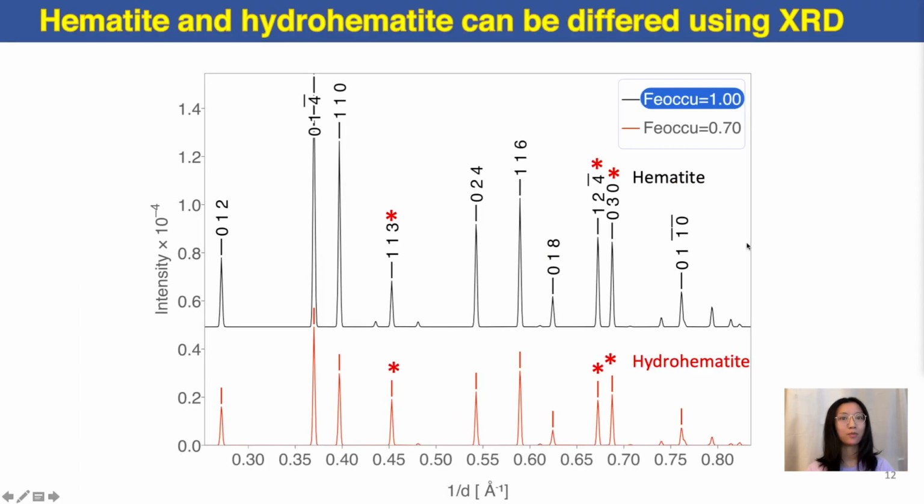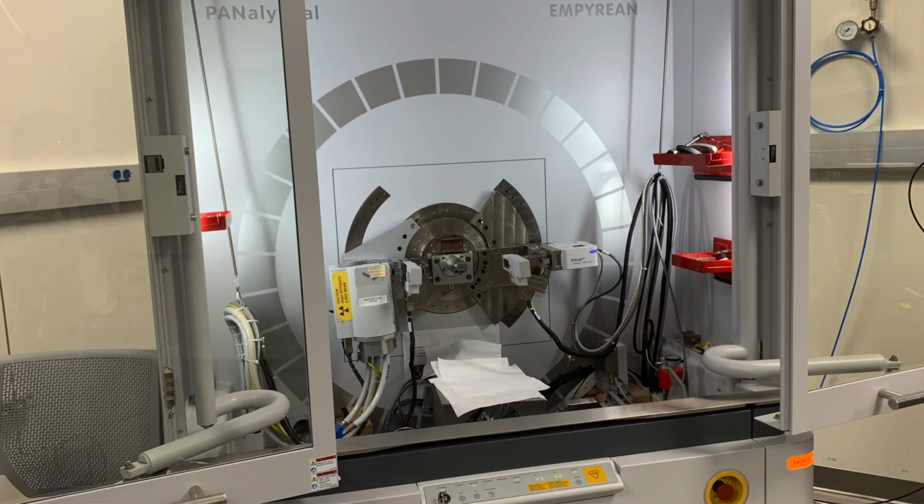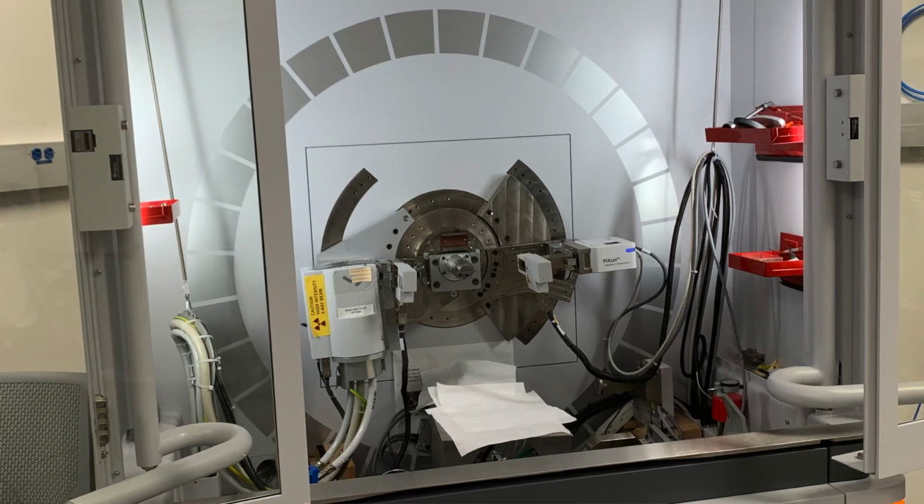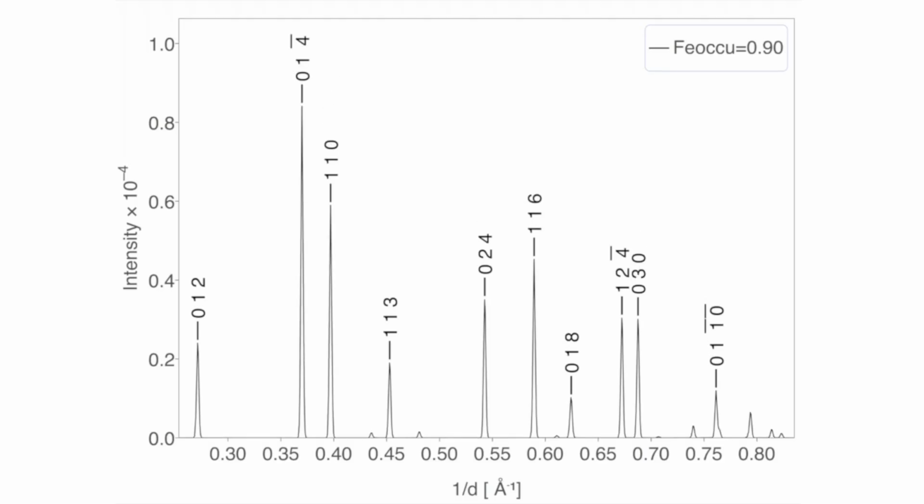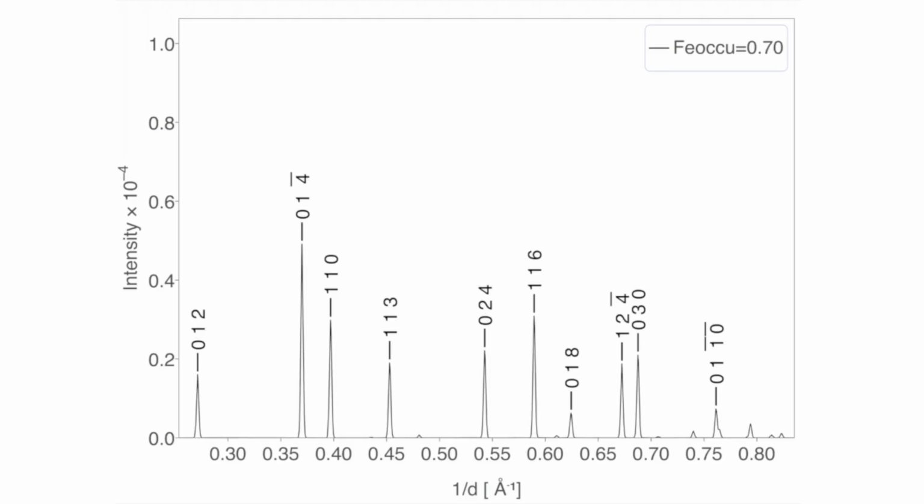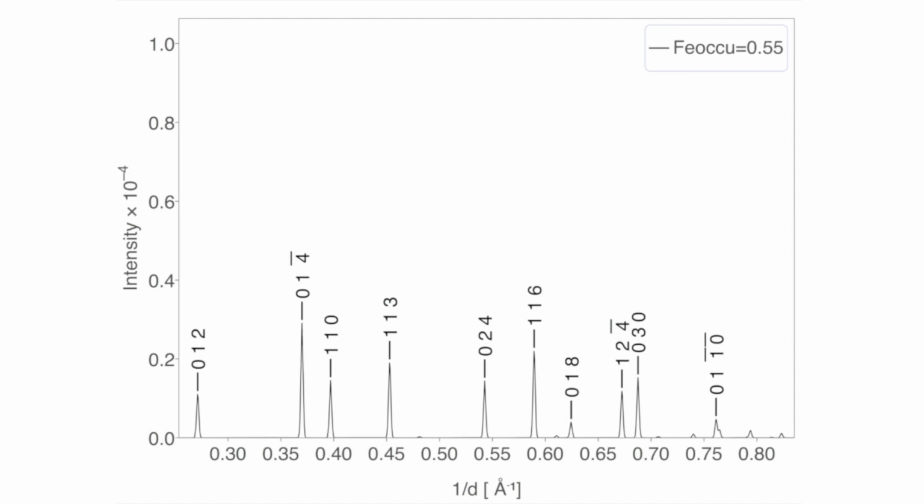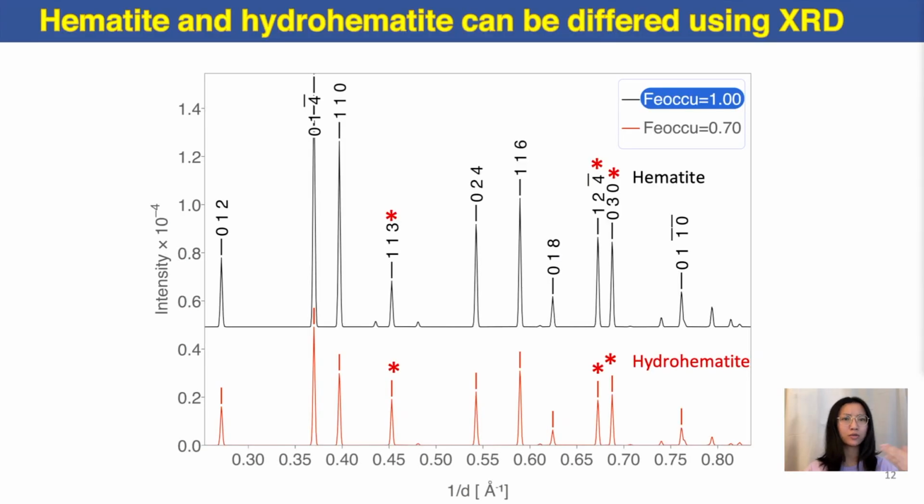Stoichiometric hematite can be readily distinguished from hydrohematite using X-ray diffraction. These are simulated X-ray diffraction patterns of a hematite and hydrohematite. Although their peak positions are the same, the peak ratios are different. A simple way is to look at these 2 peak ratios.